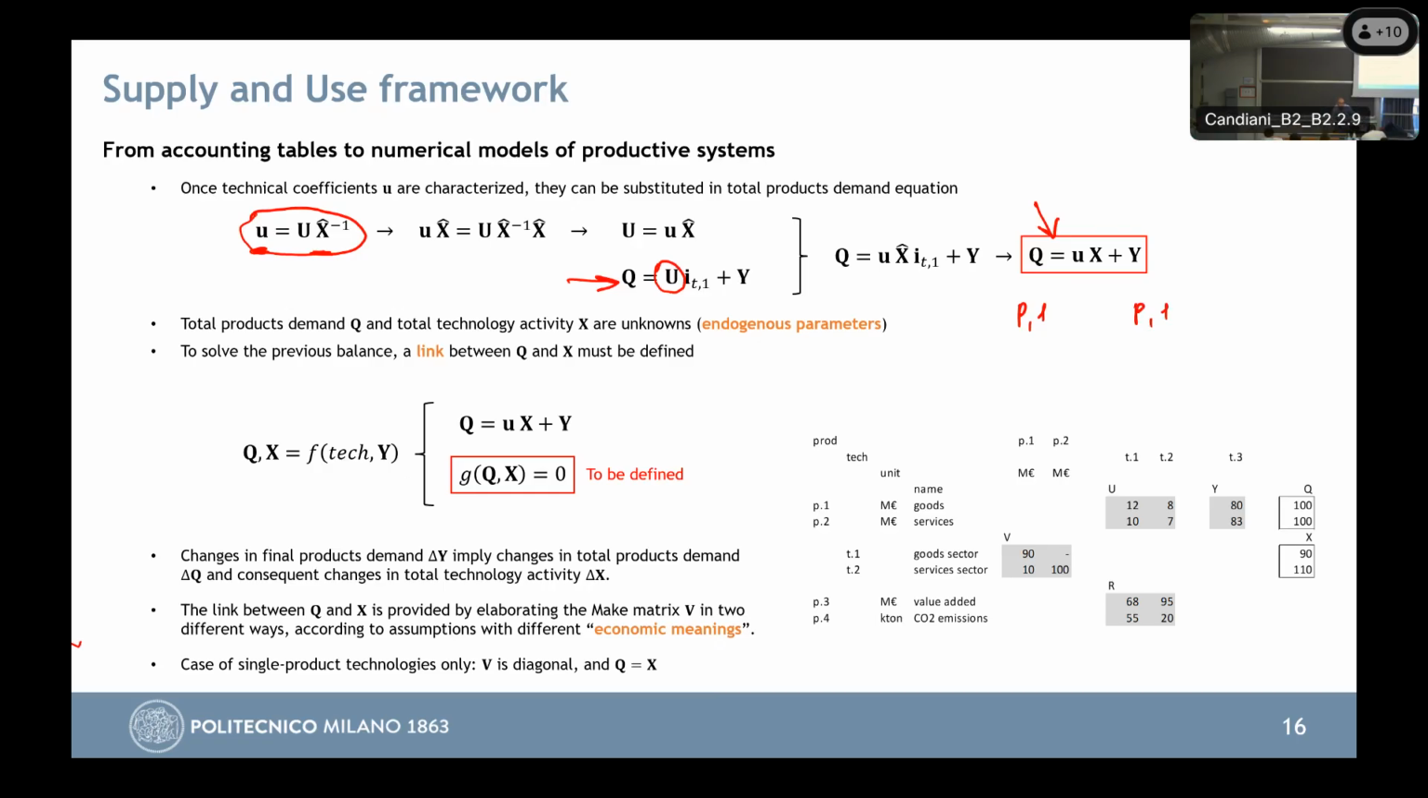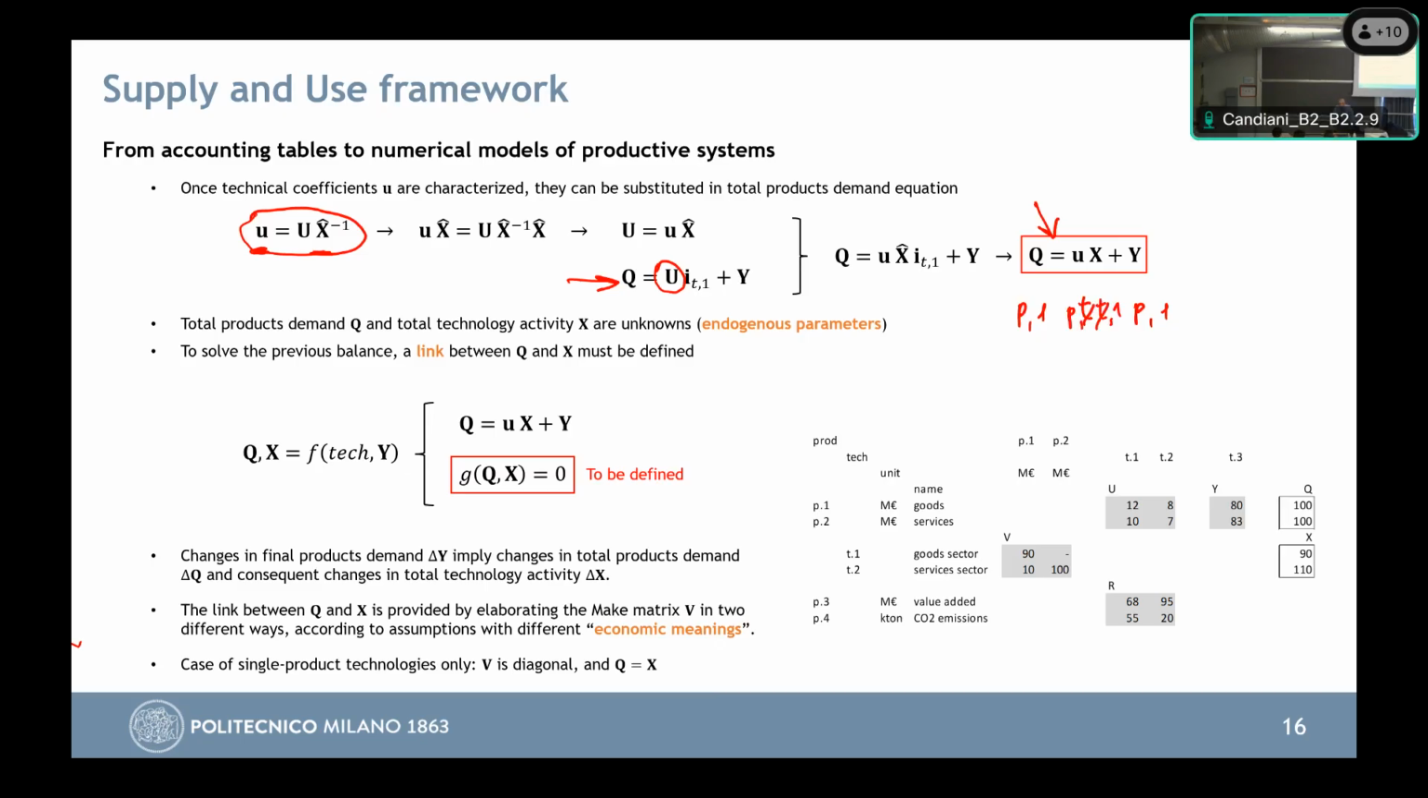You are invoking for products. So final demand Y is product by 1, or by multiple demand agents defined at multiple columns, depending on the model. While the use table is product by technology, and the X is technology by 1. This is the activity. So T and T cancel out, and then you have an equation that is defined homogeneously as product by 1. That makes sense.